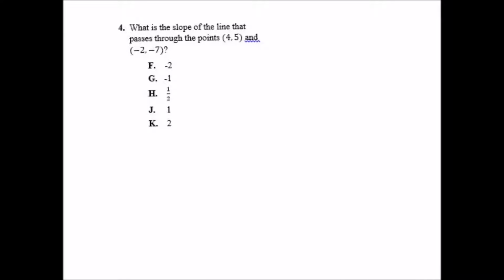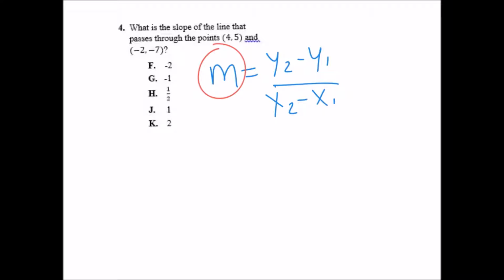Question 4 asks, what is the slope of a line that passes through the points 4, 5 and negative 2, negative 7? Remember that slope equals change in y over change in x. In this case, we do not have the slope. This is what we're trying to solve for, but we have everything else. We have y sub 2, which is negative 7, minus y sub 1, which is 5, over x sub 2, which is negative 2, minus x sub 1, which is 4.